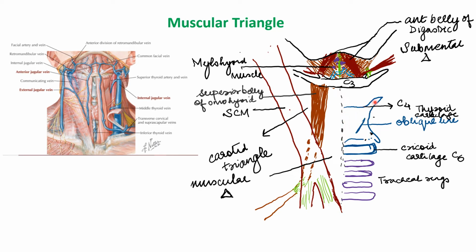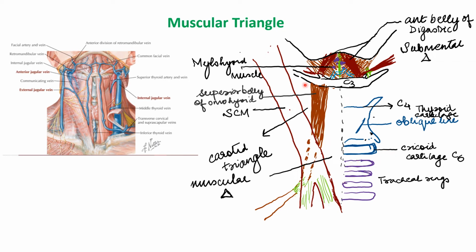This is the superior border of the thyroid cartilage, which is at C4. It meets its opposite and forms the laryngeal prominence, also known as the Adam's apple. This is the inferior border of the thyroid cartilage. Here would be the cricothyroid joint. This is the cricoid cartilage, which is at the level of C6, and then the tracheal rings.